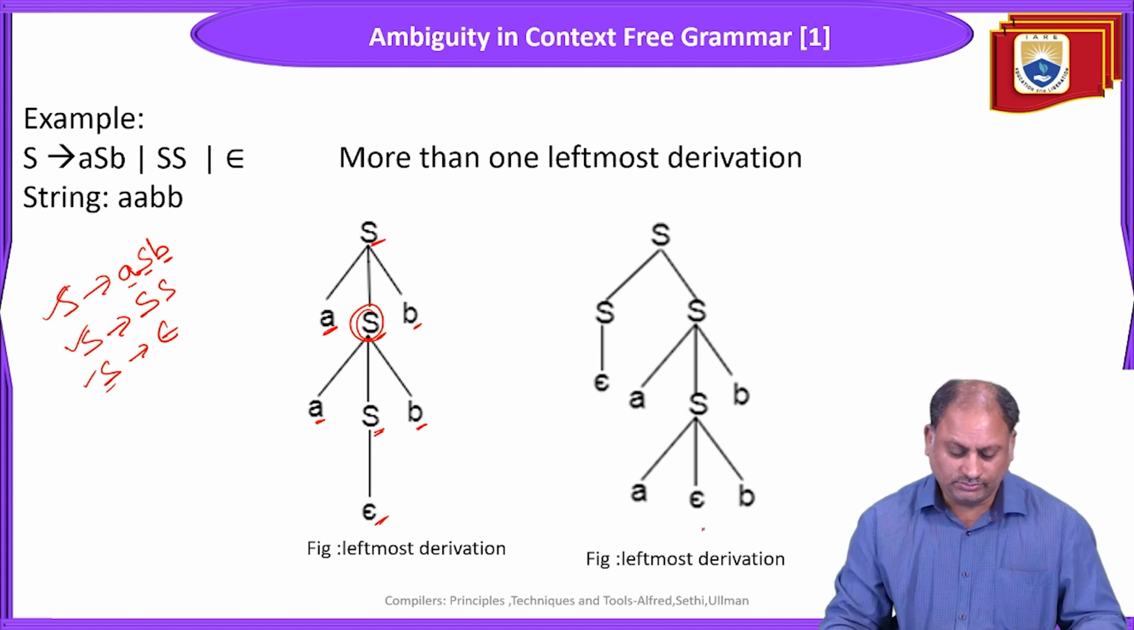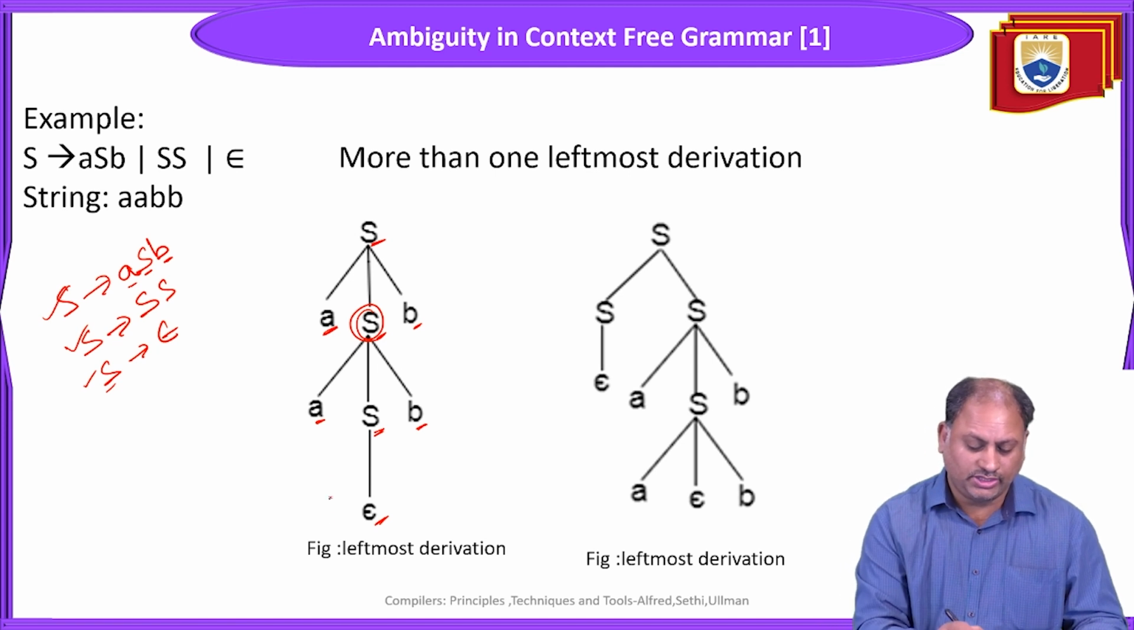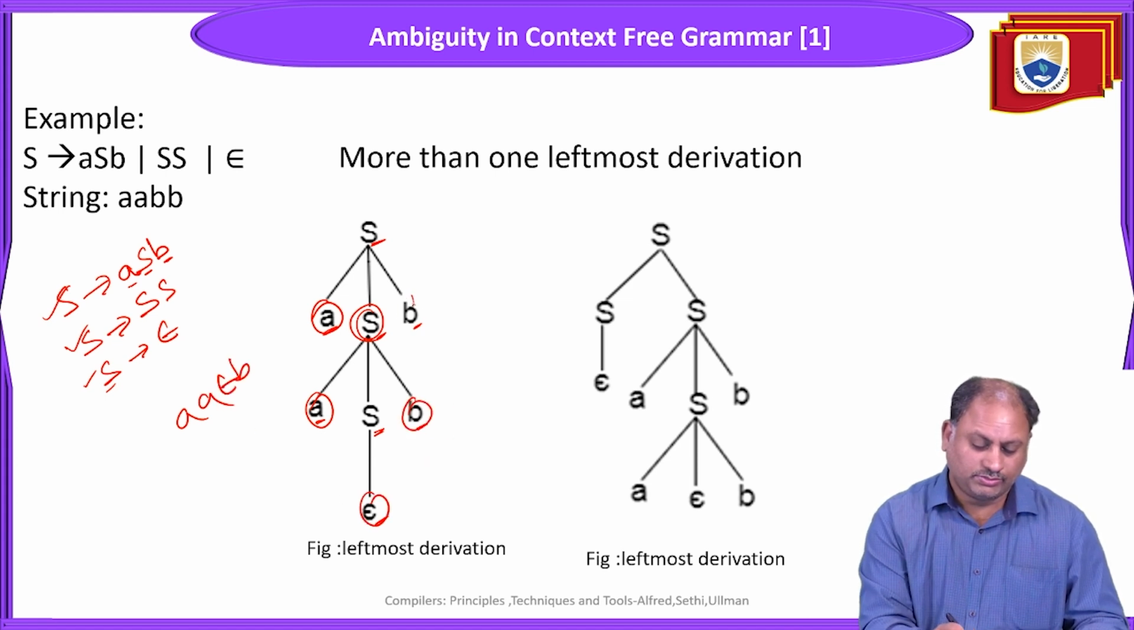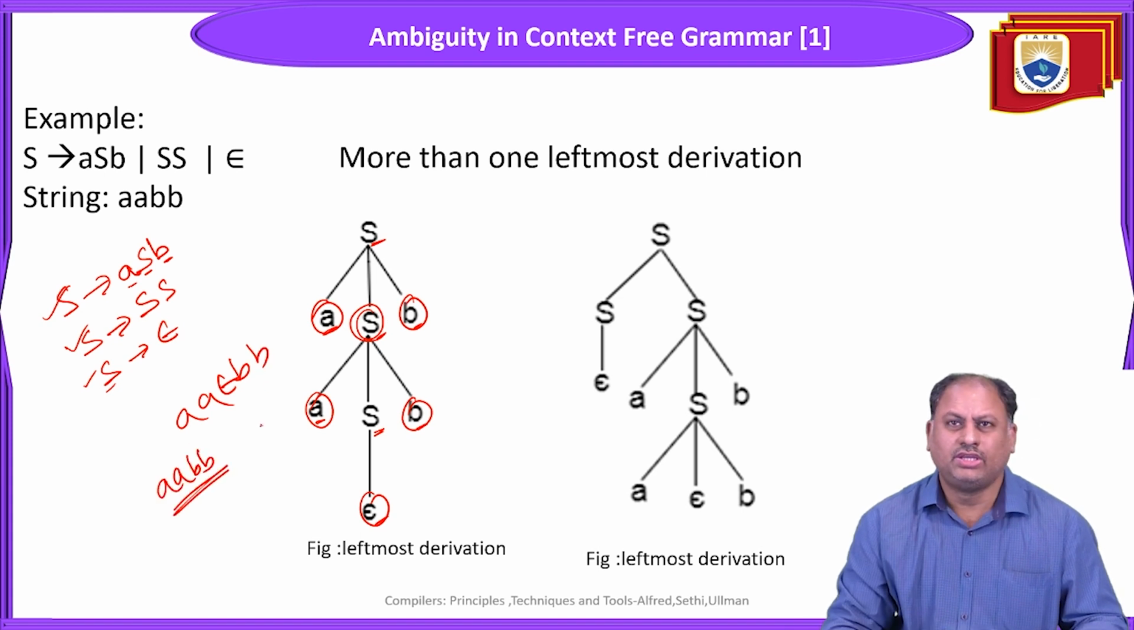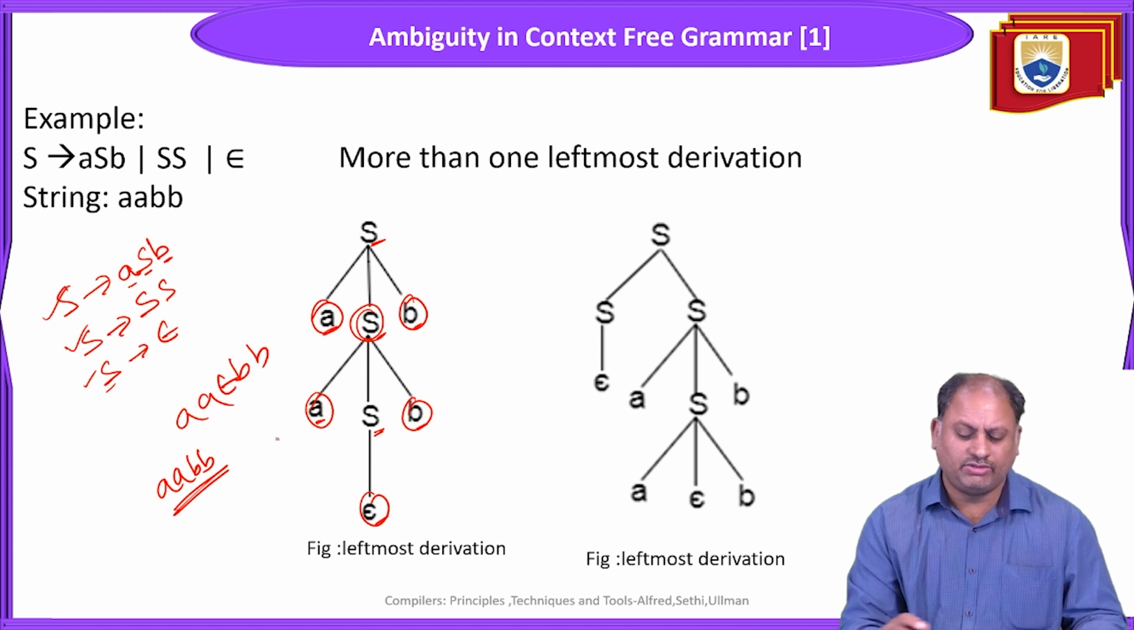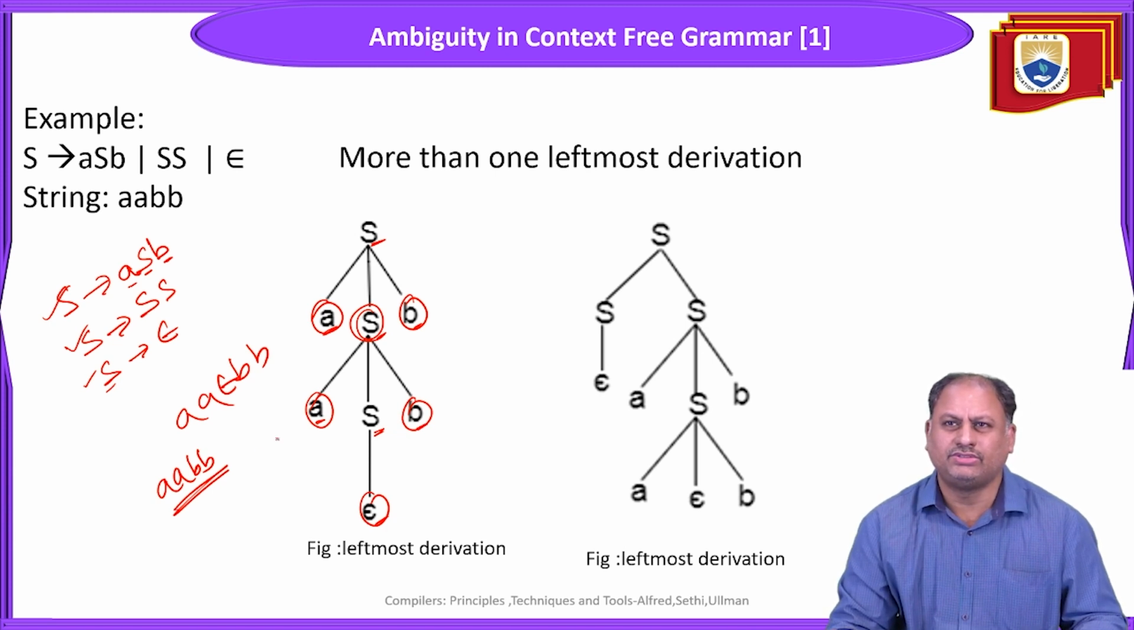Then the string that is derived here is small a, epsilon, small b. So a, b. Epsilon concatenated with a is a only. That's why a epsilon b, so that's why you get one string. The same string is derived with the help of another derivation also, that is a leftmost derivation also.